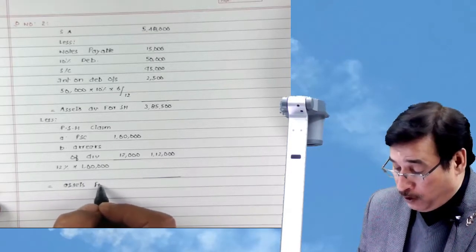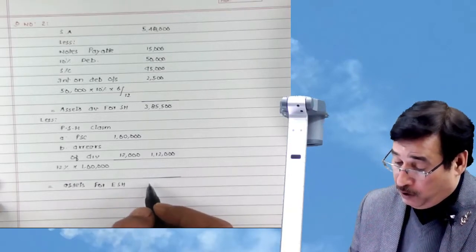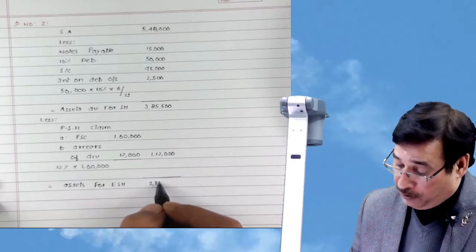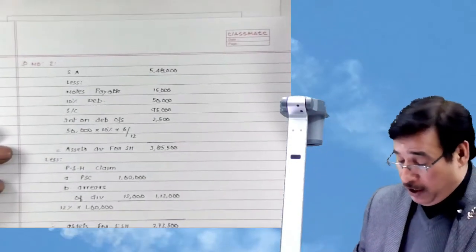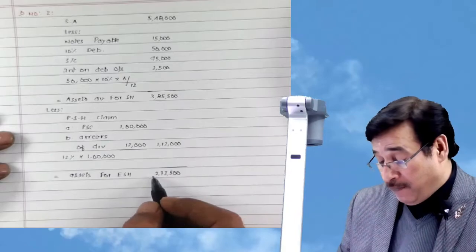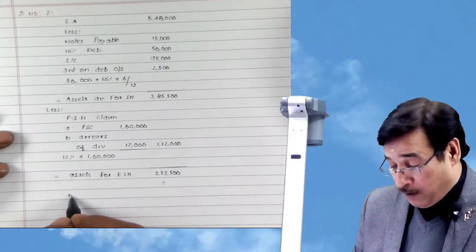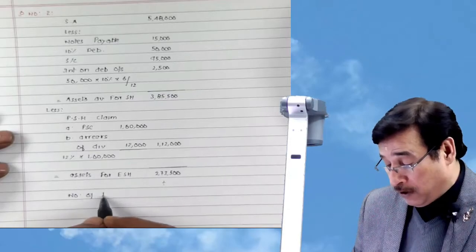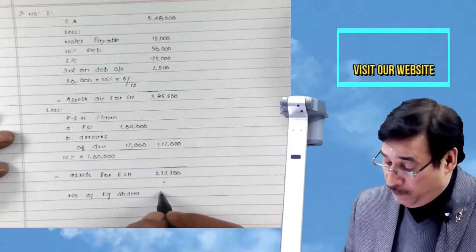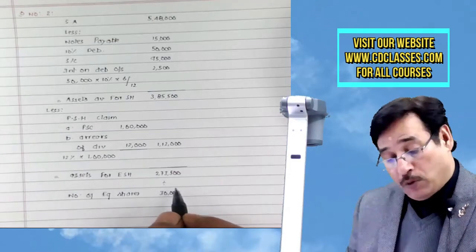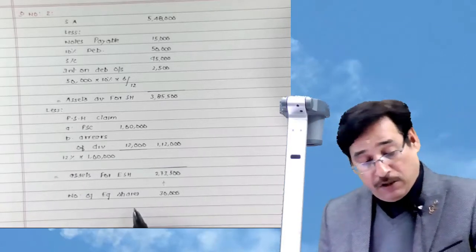Assets available for equity shares or equity shareholders. You subtract this figure, you will get 2,73,500. So now you are in a position to find out the intrinsic value of a share. Assets available for equity shares are already with you. Now you divide it by the number of equity shares. Number of equity shares, 30,000 shares, is already given in the question. So 2,73,500 divided by 30,000, you get 9.12 approximately.